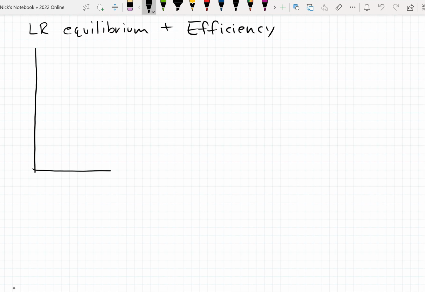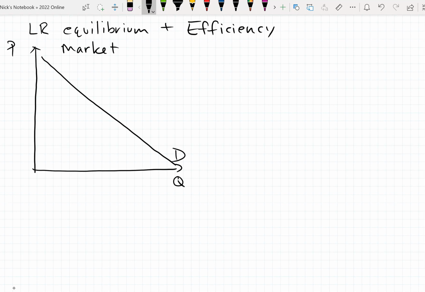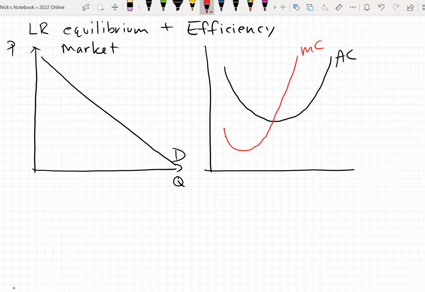So this is our market. One part is going to be seen in the market, and the other one is going to be seen in the firm. So let's suppose this is our market. And then this is going to be our firm. Let me wait on the firm for a second. Okay, so this is our market and our firm.